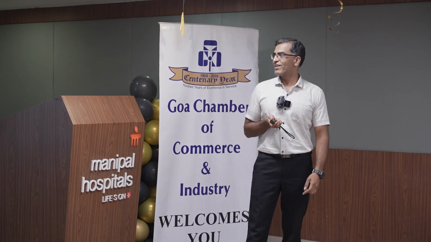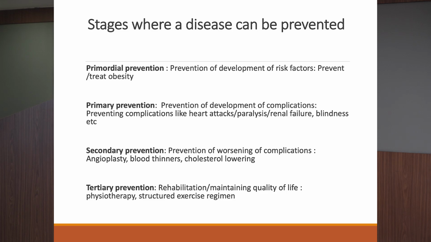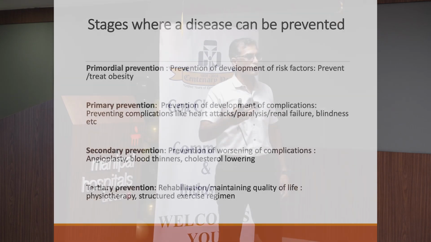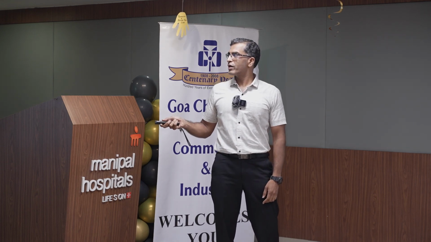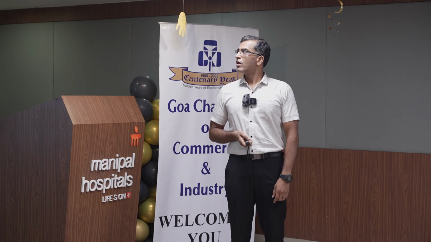Next. And then tertiary prevention. Some patients develop multiple heart attacks, some patients develop multiple strokes, they need physiotherapies, they need multiple things. So the best option is preventing it here and here. Next. Now primary prevention for diabetes and hypertension is exactly the same as primordial prevention of heart attack and stroke. Okay, next.